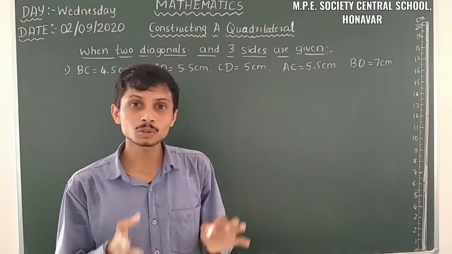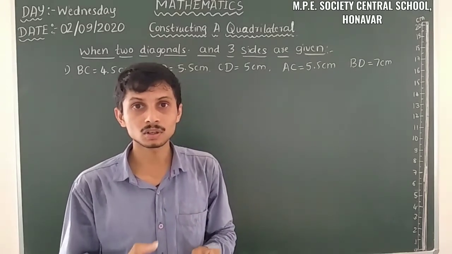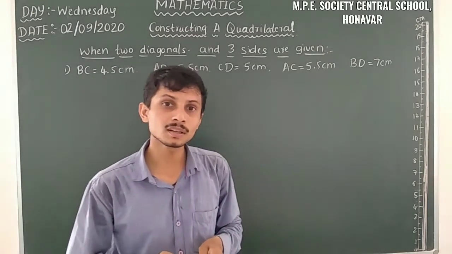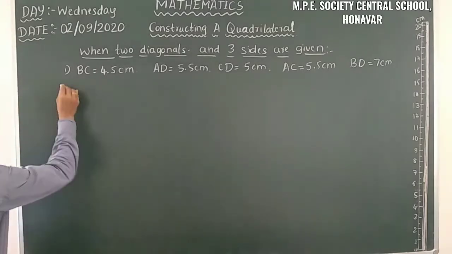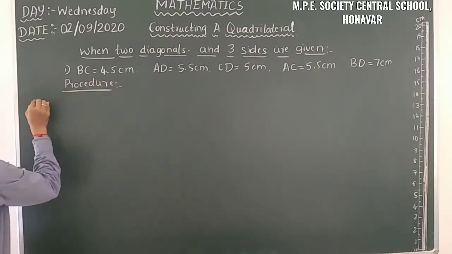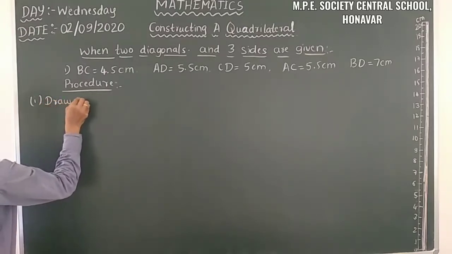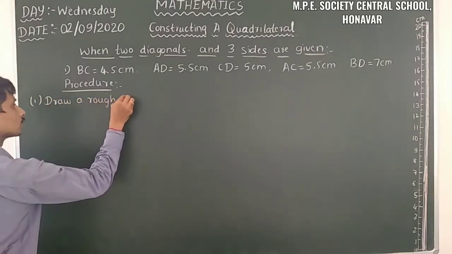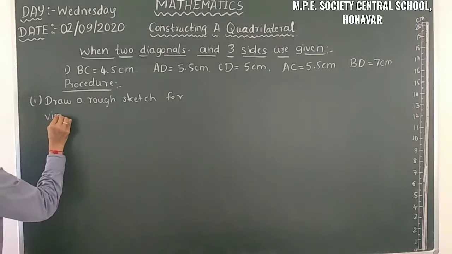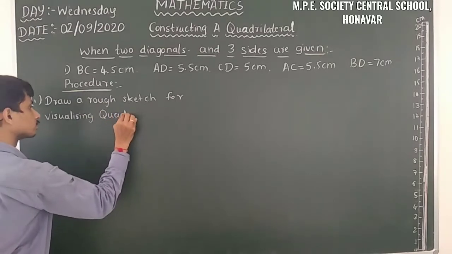For that, what do we have to do? We have to construct a rough sketch beforehand to visualize all the things, and label everything in that rough sketch. What is the procedure over here? Firstly, draw a rough sketch for visualizing the quadrilateral.